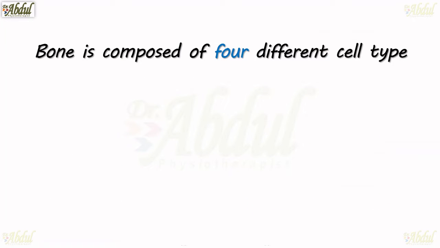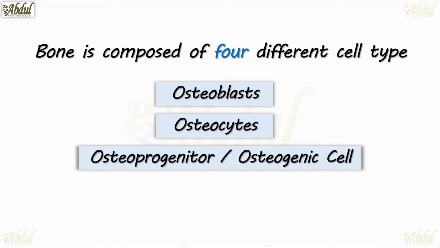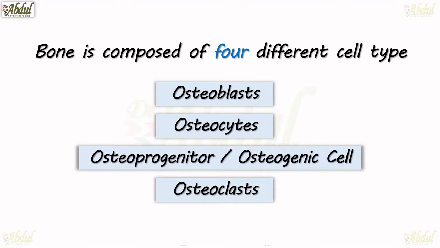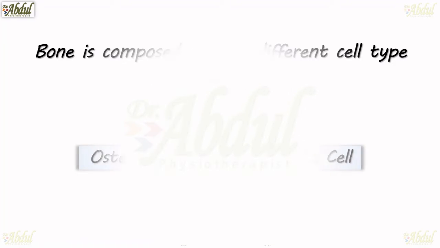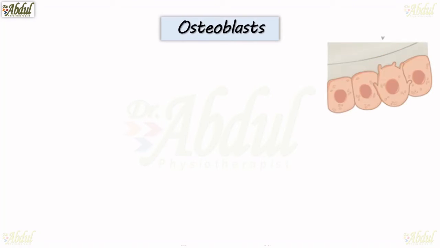Bone is composed of four different cell types: osteoblasts, osteocytes, osteoprogenitor, also called osteogenic cells, and osteoclasts. Let's see one by one. What is an osteoblast?